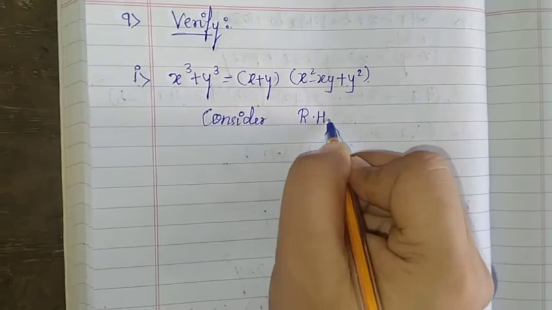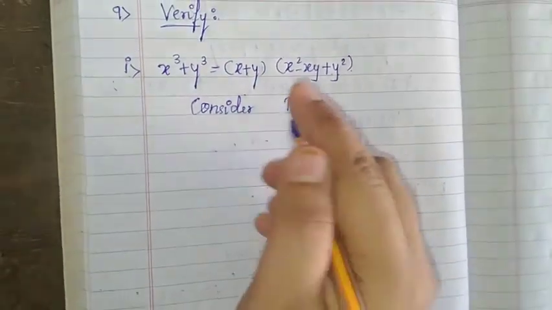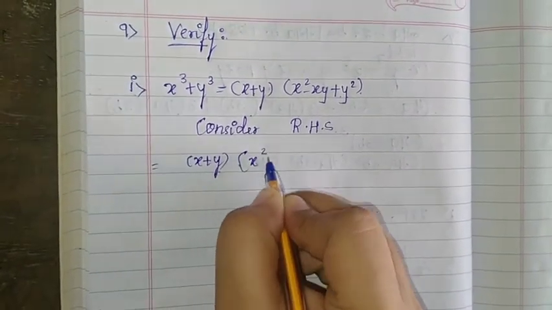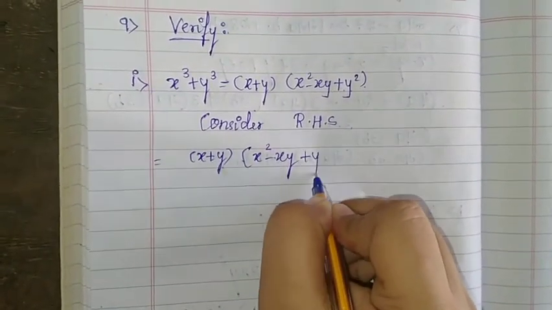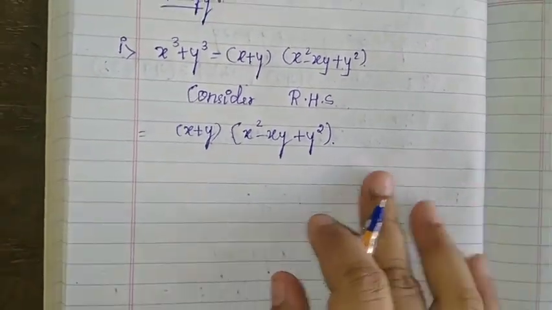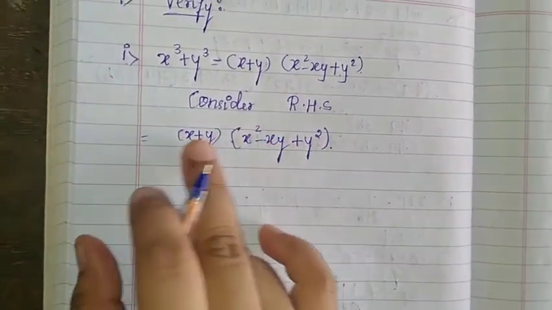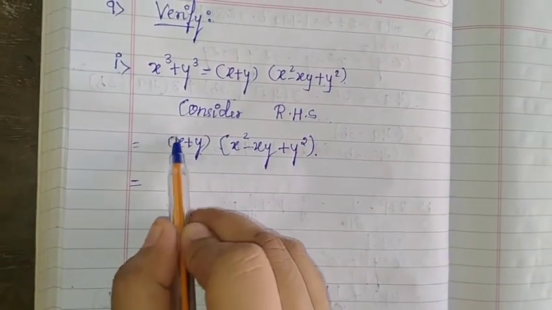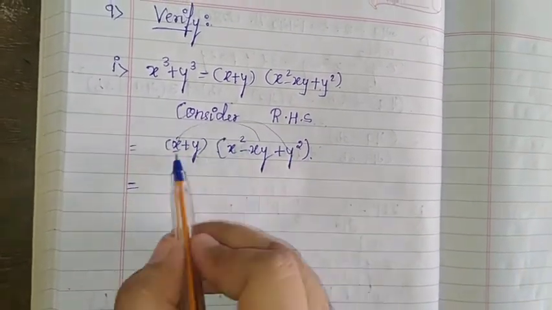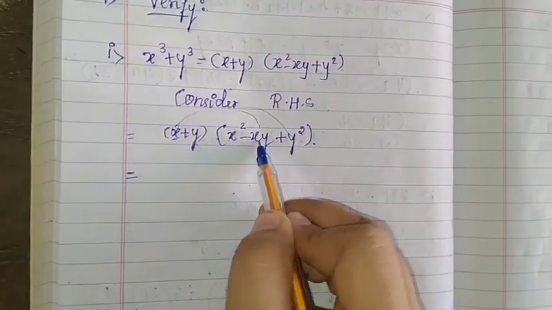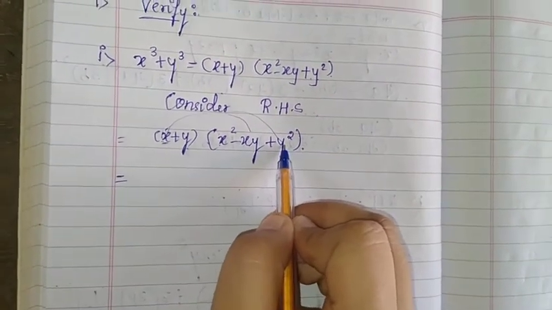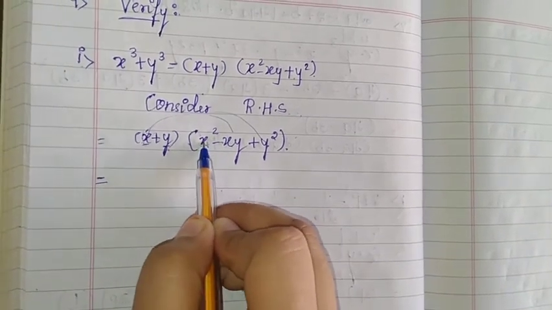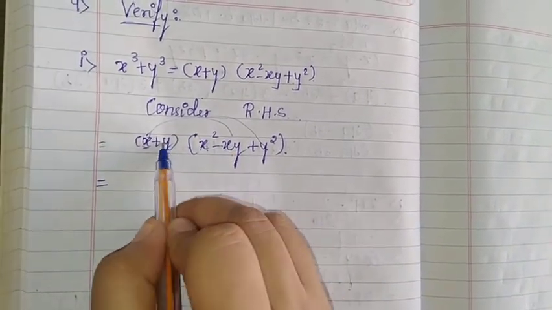the right hand side of this question, that is (x plus y) into (x square minus xy plus y square). Okay, so now you know the multiplication of this. So what you can do here, first consider the one term x and multiply it to all these terms. Okay, so x into x square, x into minus xy, x into plus y square. The next step is what? You have to take the second term and multiply it with the first term, that is x square, y into minus xy and y into y square.